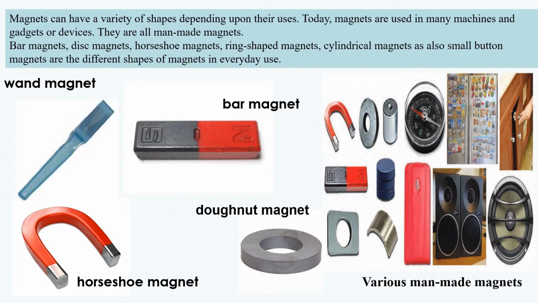Magnets can have a variety of shapes depending upon their uses. Today magnets are used in many machines and gadgets or devices. They are all man-made magnets. Bar magnet, disc magnet, horseshoe magnet, ring-shaped magnets, cylindrical magnet as well as small button magnets are the different shapes of magnet in everyday use.